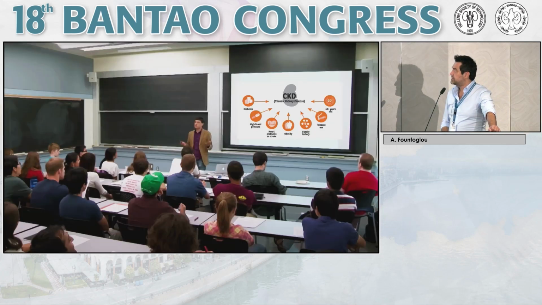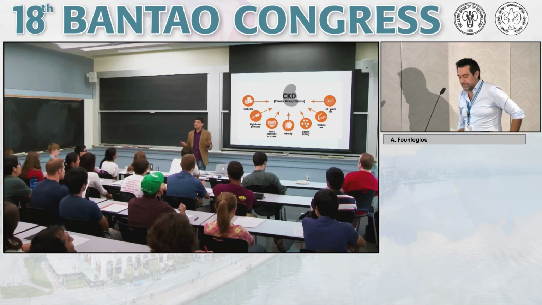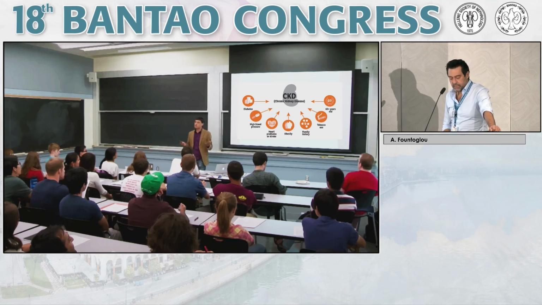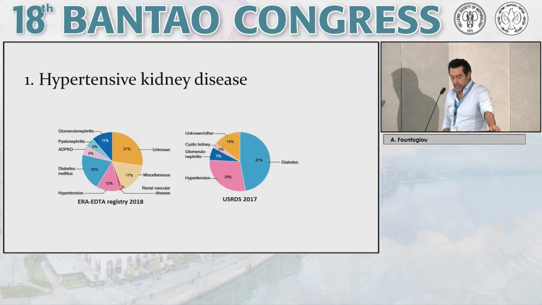Of course, this is the classical view of chronic kidney disease, in which a major risk factor determines the diagnosis of the corresponding type of chronic kidney disease. Nevertheless, there are many clinical and epidemiological findings that put into question the existence of such diagnosis at all. Let's see the case of hypertensive kidney disease.